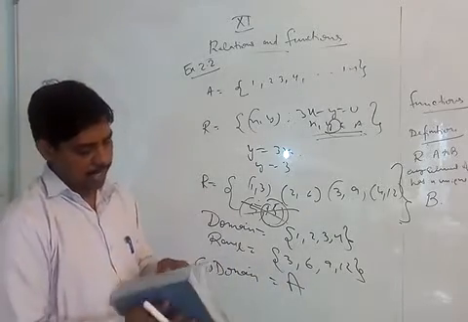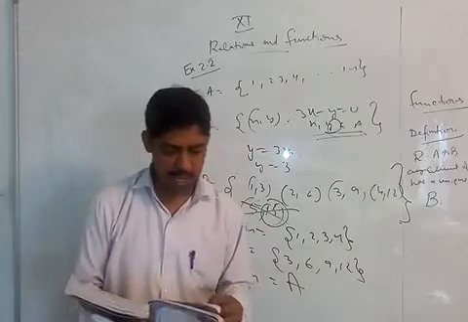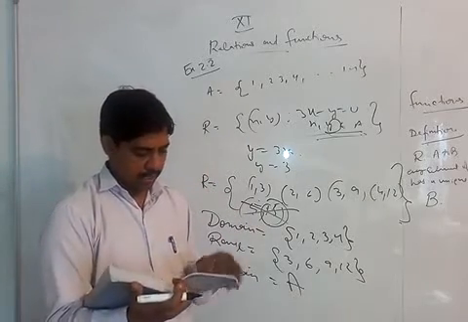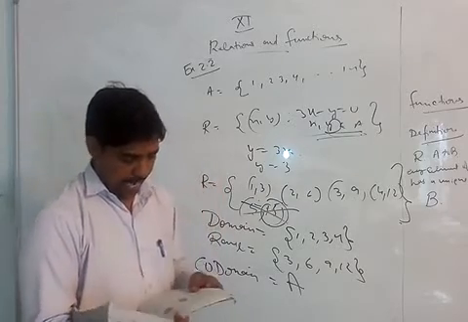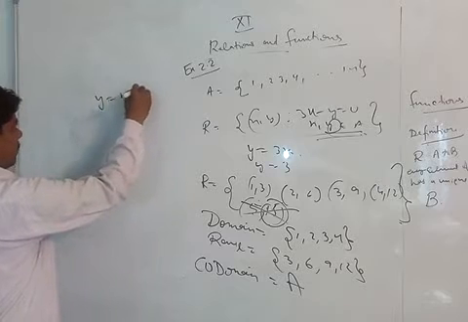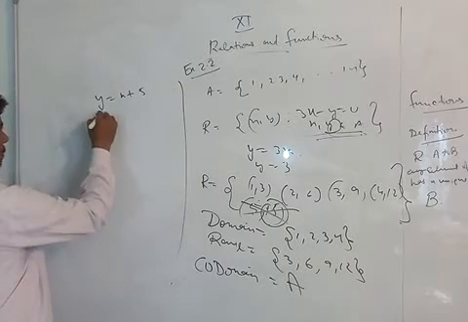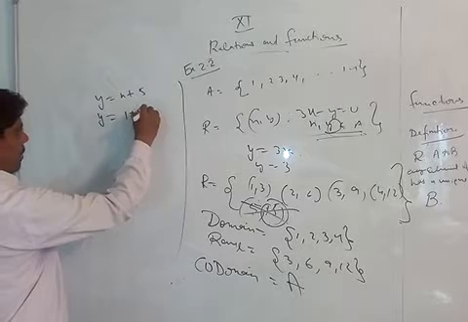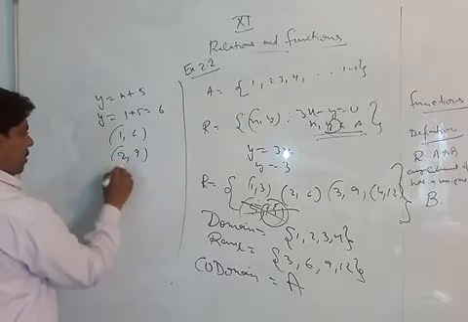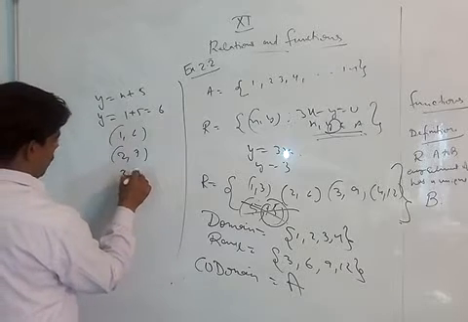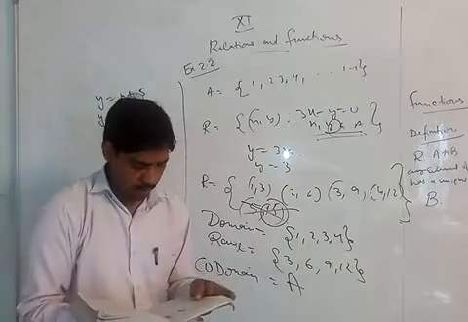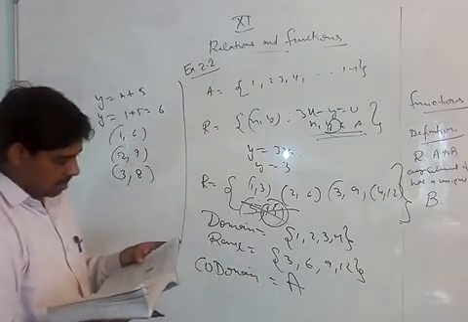Now let's look at the next question. Define relation R in the set N of natural numbers: y is equal to x plus 5, where x is a natural number less than 4. So y is equal to x plus 5, x less than 4. First we take 1 plus 5, which gives 6. So (1, 6), (2, 7), (3, 8), right? And it says less than 4, so we cannot take 4. So that's it. These are the answers.